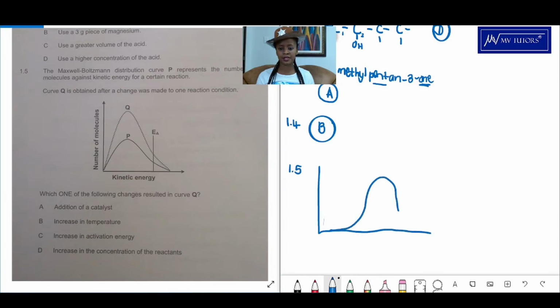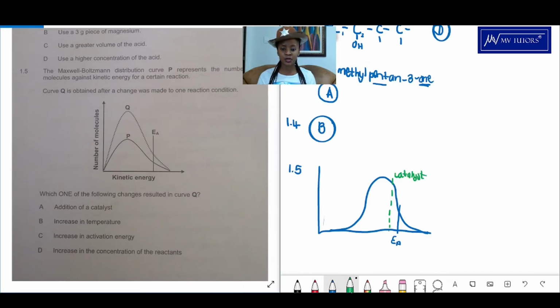Okay, just for illustration purposes. And then I would say our activation energies here. Okay, so if you were to add a catalyst, your activation energy moves to the left. That's what I mean. It becomes less, right? Meaning more of your particles can actually have enough energy to have effective collisions. So that is the effect of a catalyst.